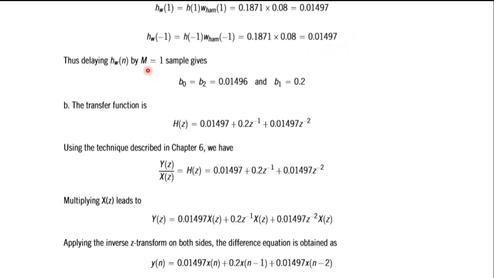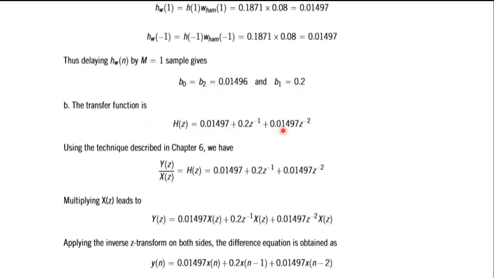As we calculated using the formula 2M plus 1 equals 3, M comes out to be 1, so we have to delay our window by 1 to calculate the coefficients. The coefficients come out to be b0 and b2 equal to 0.01497 and b1 equals 0.2. Due to the symmetry, b0 and b2 have the same values.